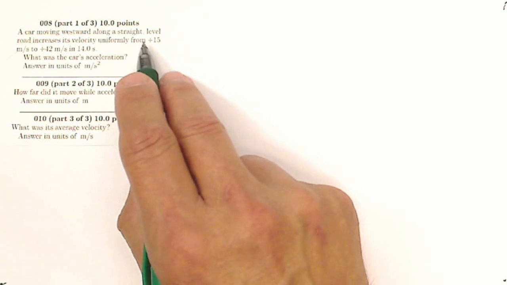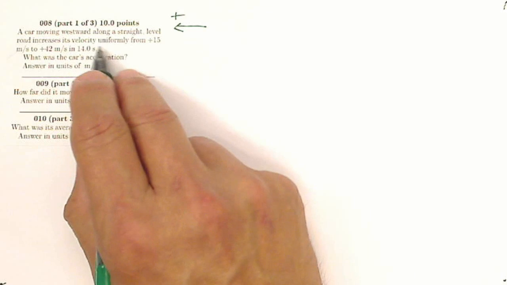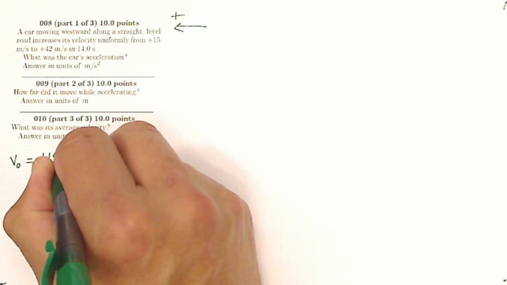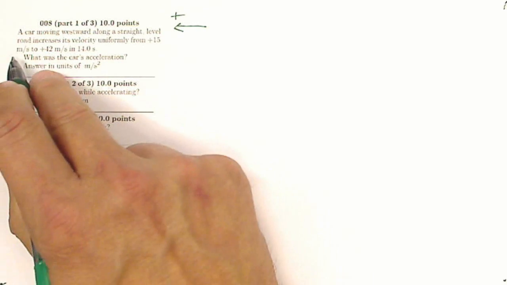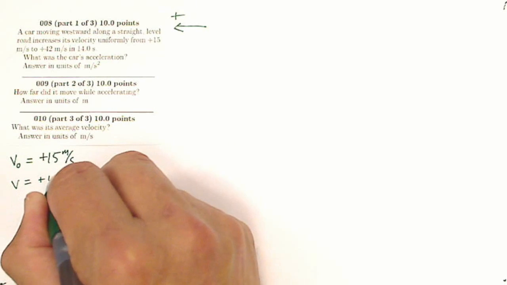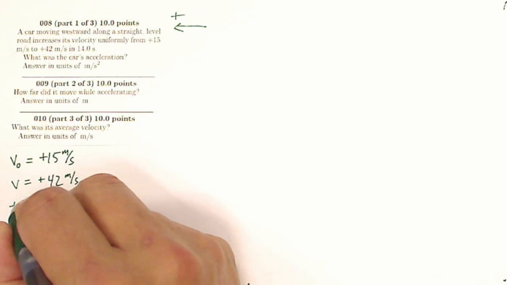Now, if this is saying that plus 15 and plus 42 and it's moving westward, I guess that this problem has already defined that west is positive. So it increases its velocity uniformly from plus 15 meters per second. So from means my initial velocity is plus 15 meters per second to 42 meters per second. So my final velocity is going to be positive 42 meters per second in 14 seconds. My time is 14 seconds.